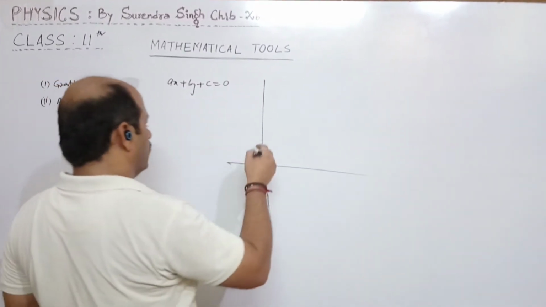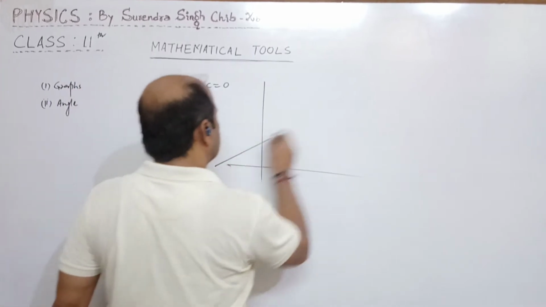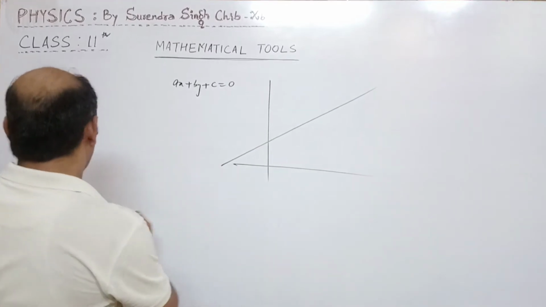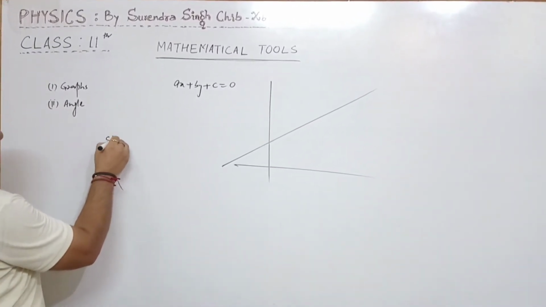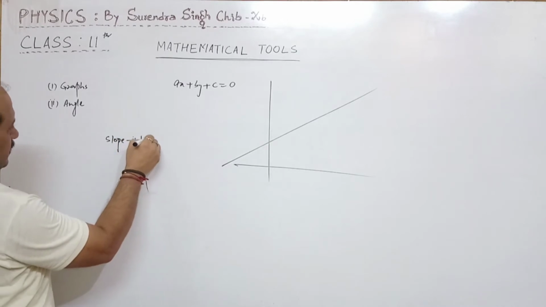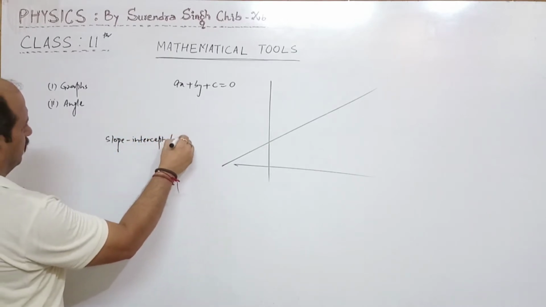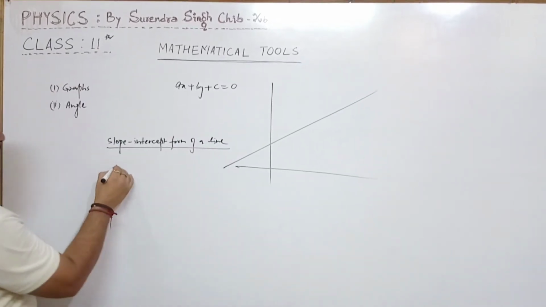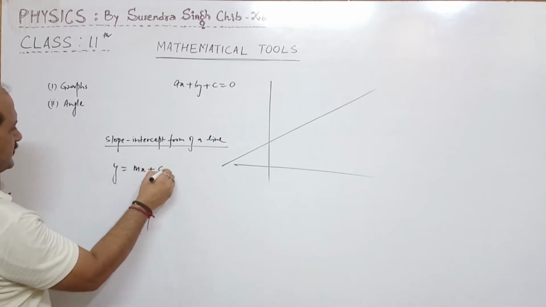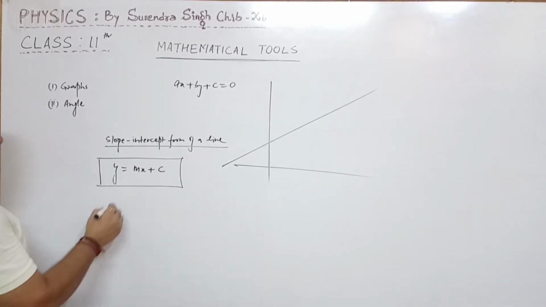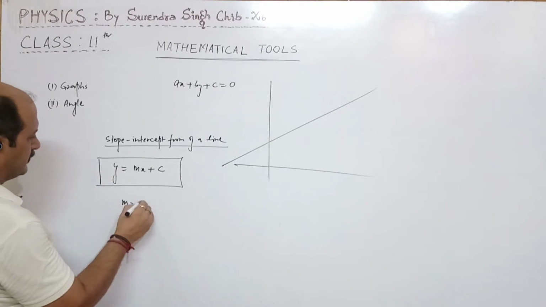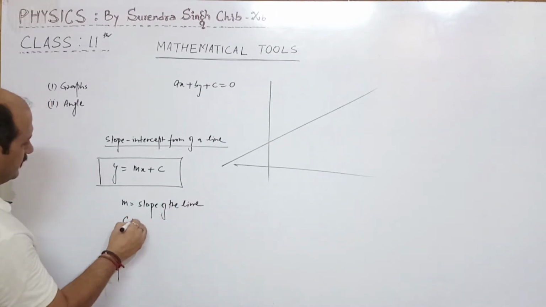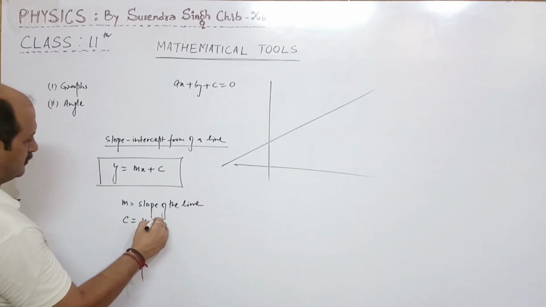लेकिन हम जो यहां पढ़ा रहे हैं that is it is like this. For example, a graph is line is like this. तो हम यहां पे स्लोप इंटरसेप्ट फॉर्म ऑफ ए लाइन पढ़ा रहे हैं. स्लोप इंटरसेप्ट फॉर्म ऑफ ए लाइन एंड द इक्वेशन ऑफ द लाइन इज y इक्वल्स टू mx प्लस c. इसे याद रखिए. वेयर व्हाट इज m? वेयर m इज स्लोप ऑफ द लाइन एंड c is the y-intercept.